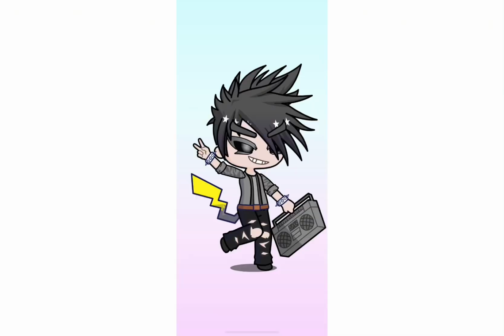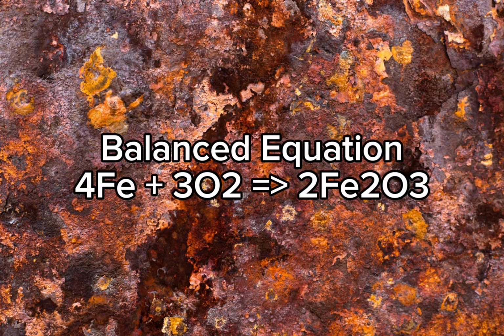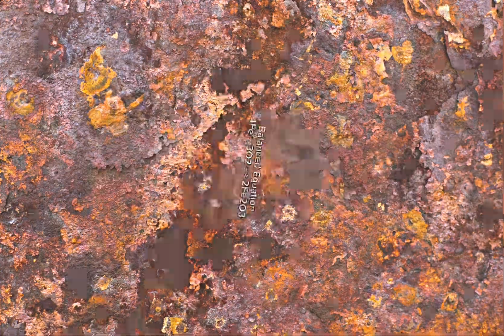Iron rusts when exposed to air. That's not really a very unknown fact, but most people don't really know why this happens. What's really going on here is that iron is reacting with the oxygen in the air, creating iron oxide. That's what rust actually is.